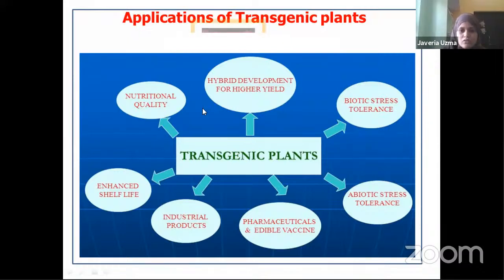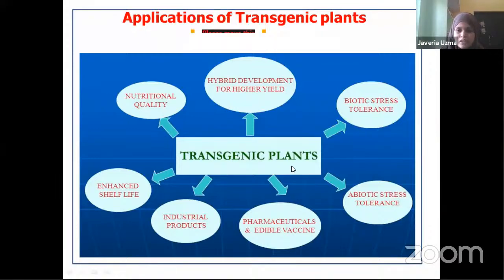The root cause of all this is to increase the productivity. By reducing the diseases and removing undesired characters in the plants, you will increase the productivity. That is the main cause of transgenic plants.